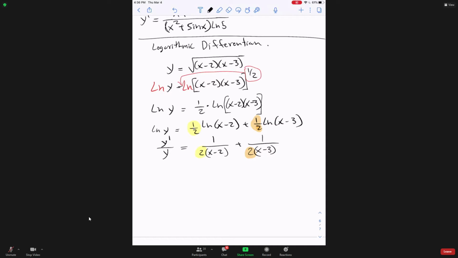All right, and we're almost done. So now we're going to multiply both sides by y, because your goal is to solve for y prime. y prime is equal to 1 over 2 times (x minus 2) plus 1 over 2 times (x minus 3), whole thing times y. What is y? That's actually given to us in the original problem, the very top line.